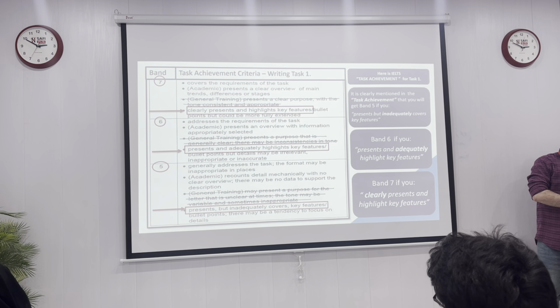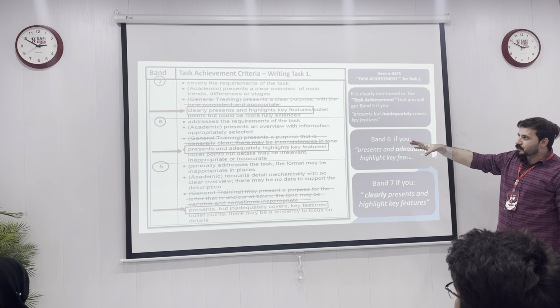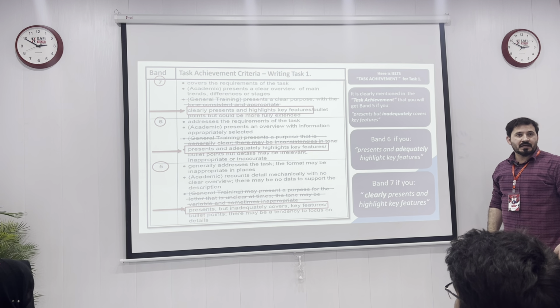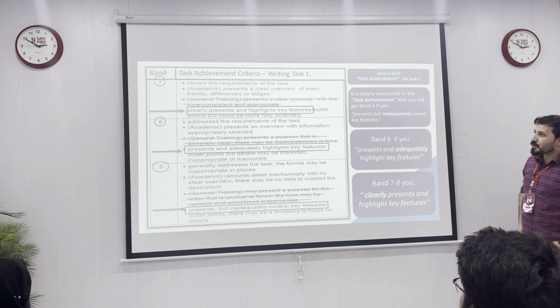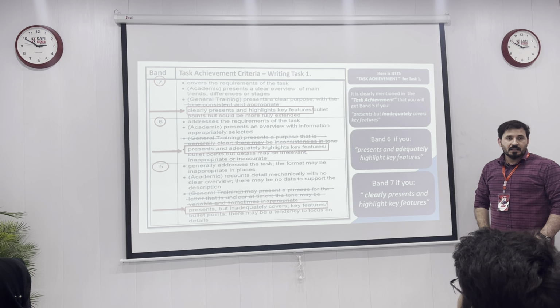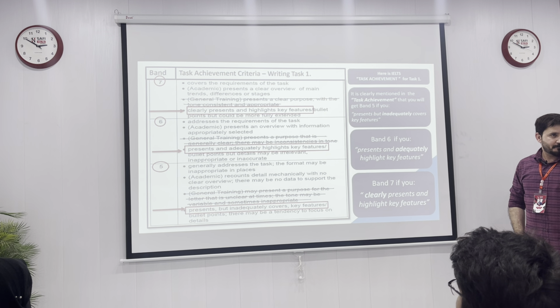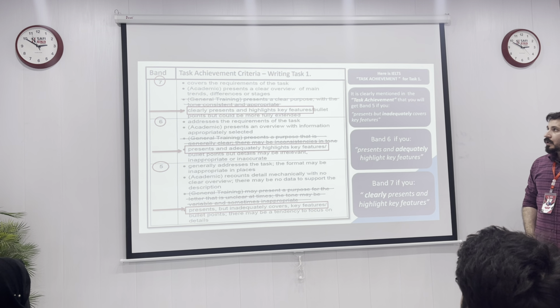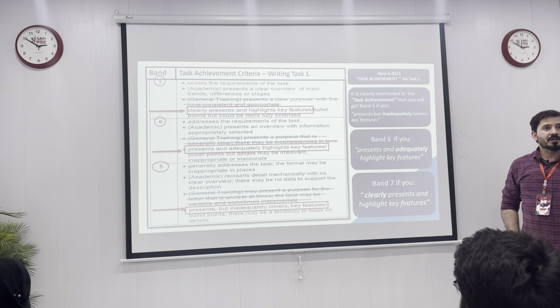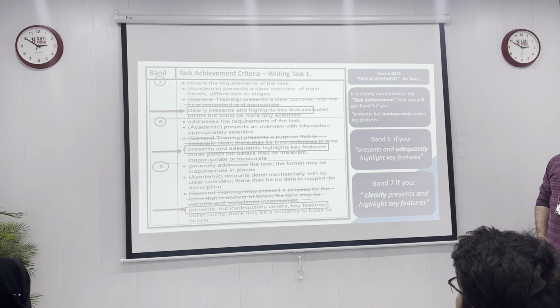Okay, now this is how we come up with the band criteria for band 6 and band 7. What are the things we need to focus on here? First of all, for band 7, can you read the band 7 achievement? The criteria first covers the requirements of the task. For band 7, you cover all the requirements of the task. Number 1. Number 2, presents a clear overview of the main trends, differences or stages.